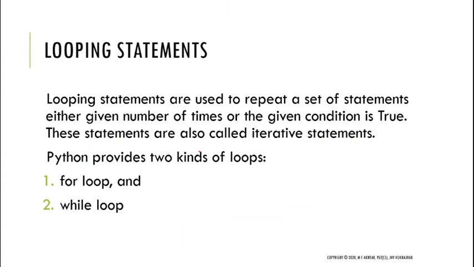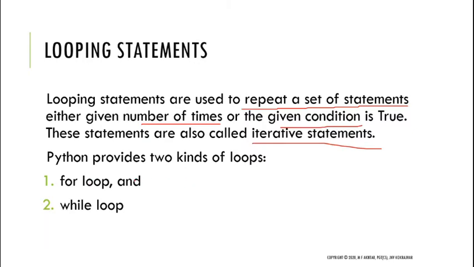Now let us come to know looping statements. Looping statements are used to repeat a set of statements either a given number of times or while the given condition is true. These statements are also called iterative statements. Repeat means more than one time. It may be 2 times, 3 times, 4 times. We can give a number of times, or we can give a condition. If the condition is true, these statements will be repeated, and once the condition becomes false, repetition stops. It is also known as an iterative statement.